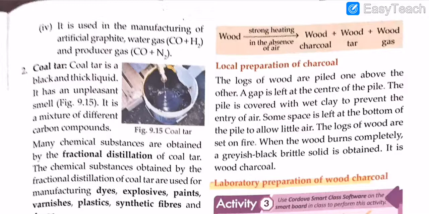That is calcium carbide. And I think the fourth one, I'm sorry, I forgot to take it out, but I think it's in front of you. It is used in the manufacturing of artificial graphite. The water gas was CO plus H2 and the producer gas is CO plus N2. Very good. Now, let's move on to coal tar.